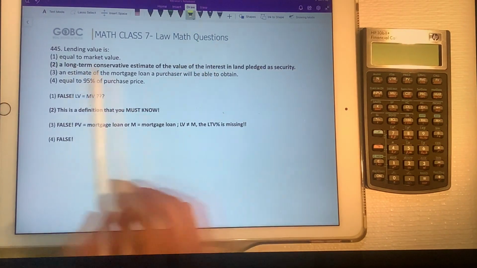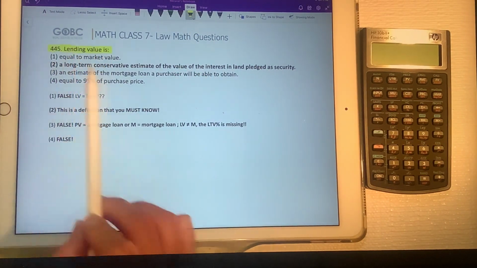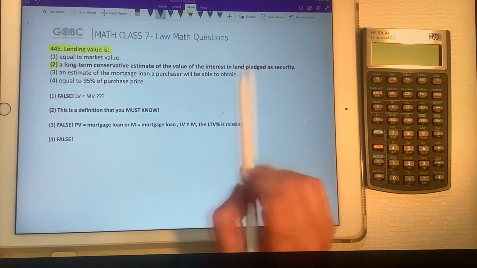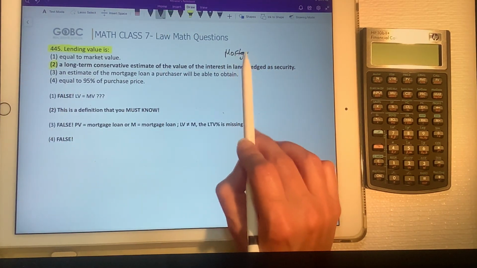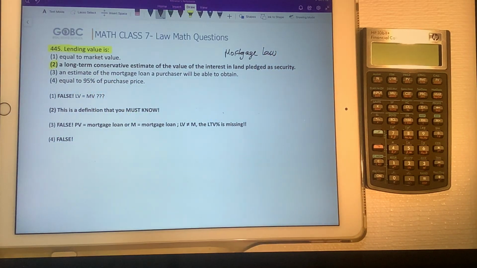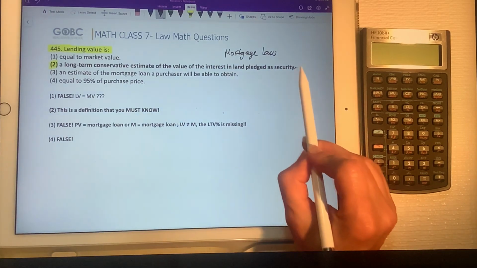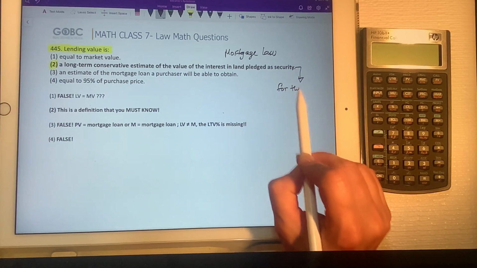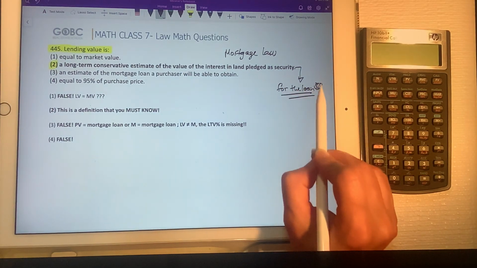It's asking for the definition of lending value. So this one comes up in a few different chapters. This one you should have seen in your mortgage law chapter as well. So just make sure that you know this definition. So lending value is a long-term conservative estimate of the value of the interest in land pledged as security. So they don't finish this sentence off here, but it's pledged as security for the loan that's given, right? So for the money that's given.